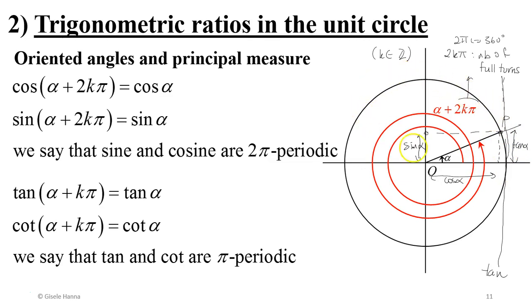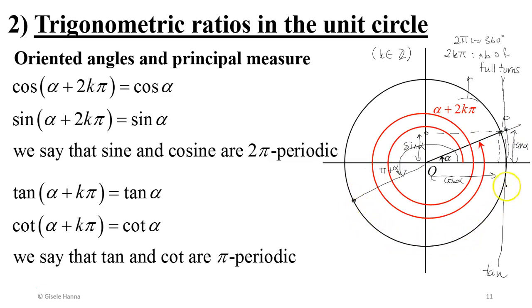However, as P keeps moving on the circle, when it reaches the point that is diametrically opposite to it, forming an angle of pi plus alpha, or alpha plus 180 degrees, and you extend that line to intersect the axis of tan, you'd notice that it intersects the axis of tan at exactly the same point. So alpha and pi plus alpha have the same value of tan.